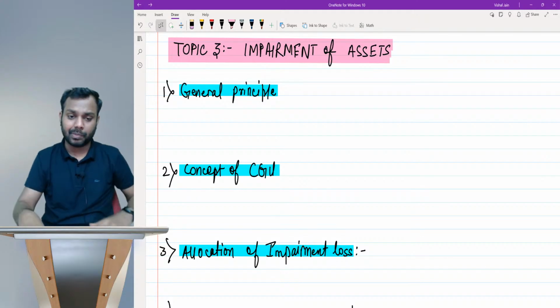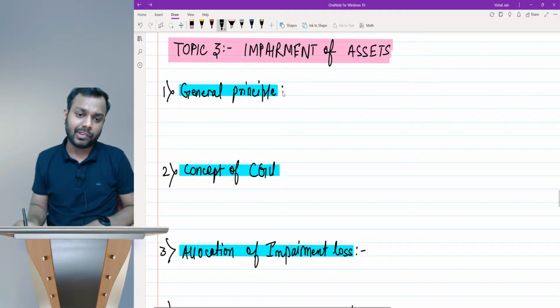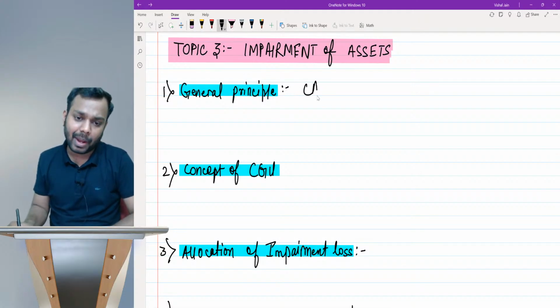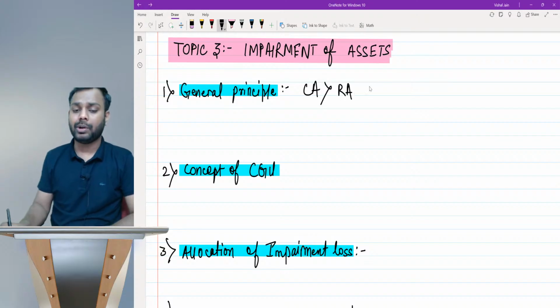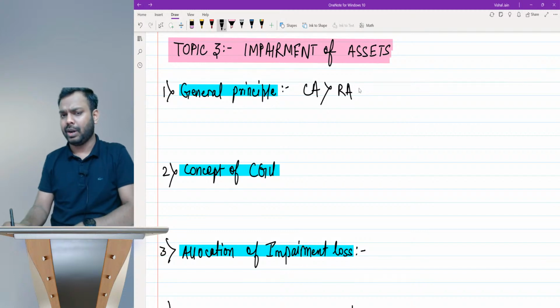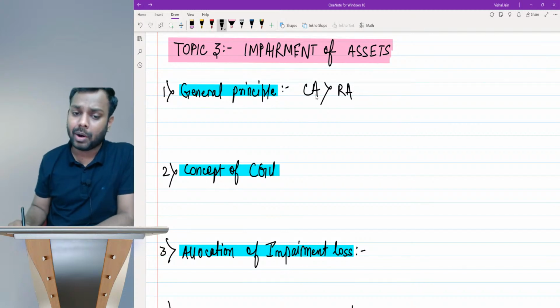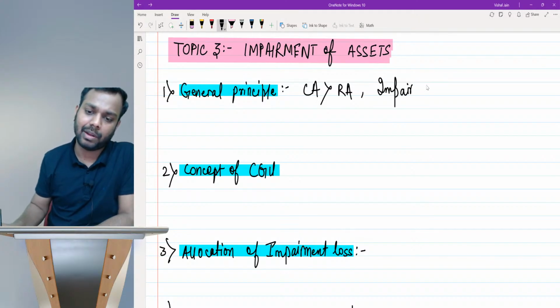So what is the general principle? The general principle is, if the carrying amount exceeds the recoverable amount, what is the recoverable amount? Future economic benefits. I'll explain the recoverable amount as well, don't worry. If the carrying amount exceeds the recoverable amount, then we impair the asset. That's the general principle.